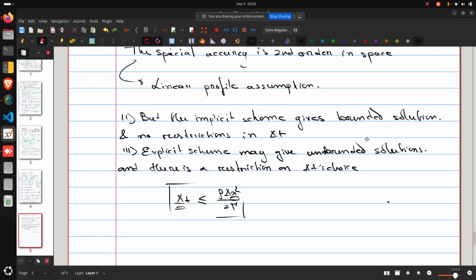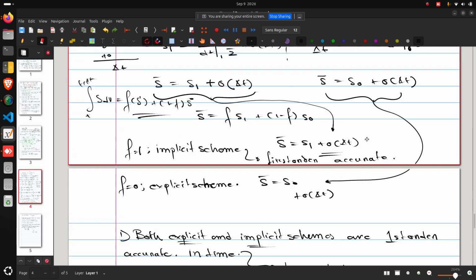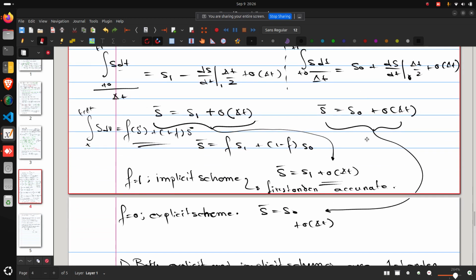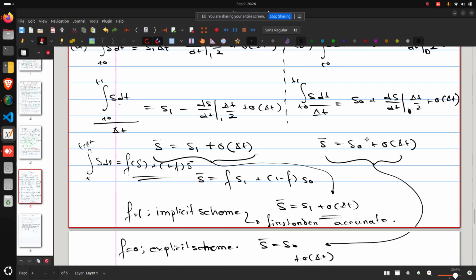Now let's look at the Crank-Nicolson case, right? So what do we have for Crank-Nicolson? Let me just copy this part.